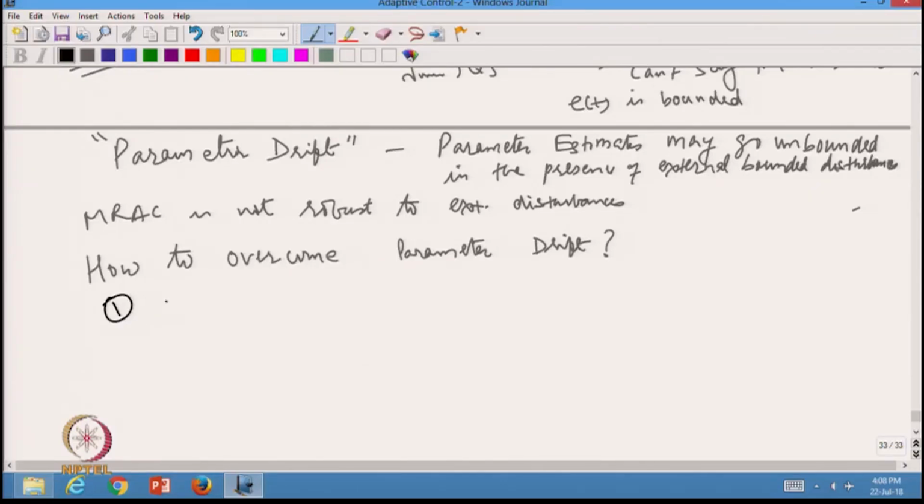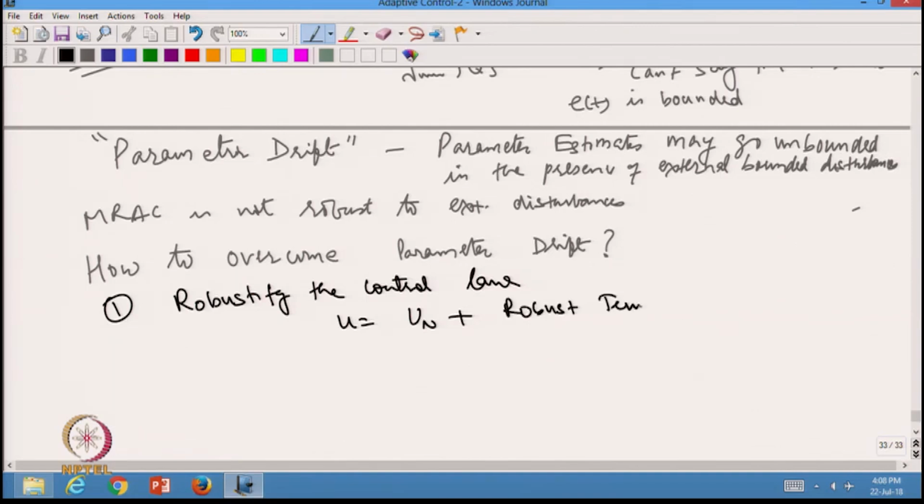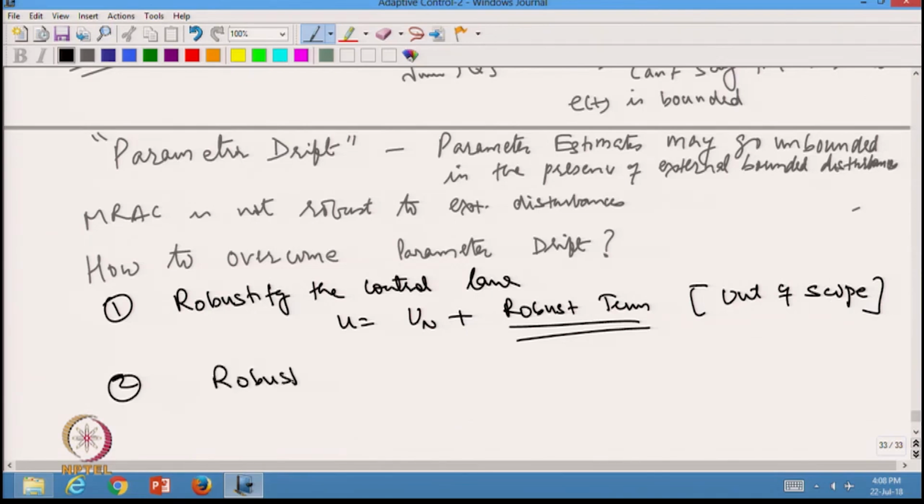One, of course, is that we robustify the control law. So in addition to the nominal, we add some robust term. How do you design this robust term? That is not the focus of this course, so it is out of scope. Number two is we robustify the adaptive law.